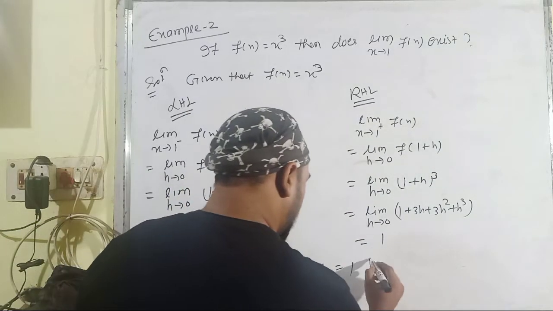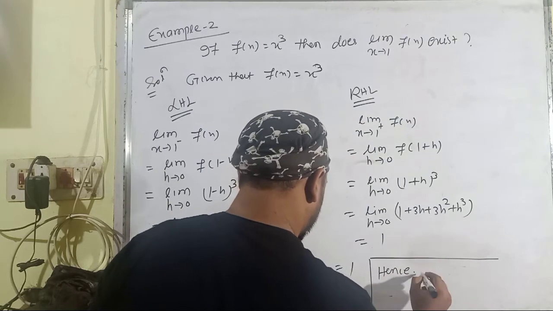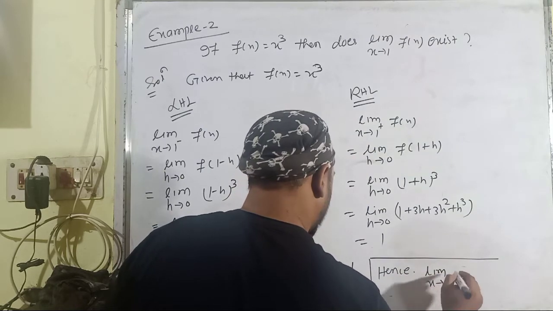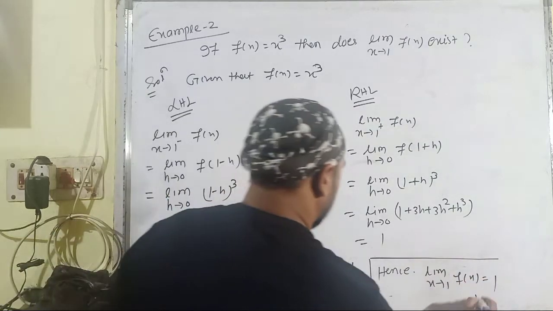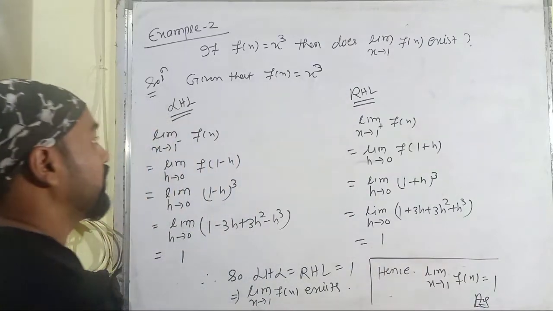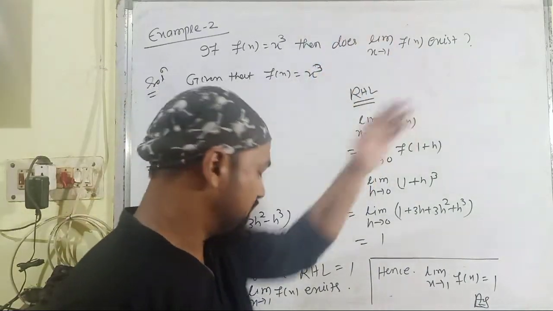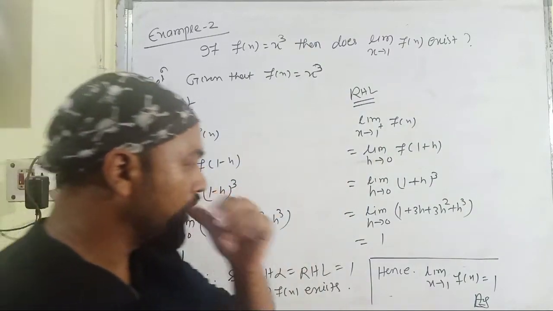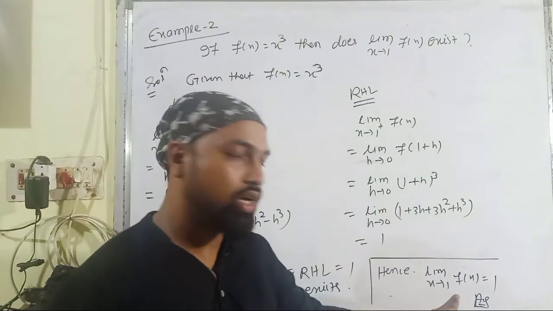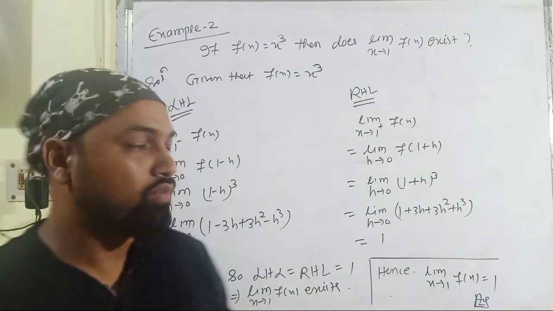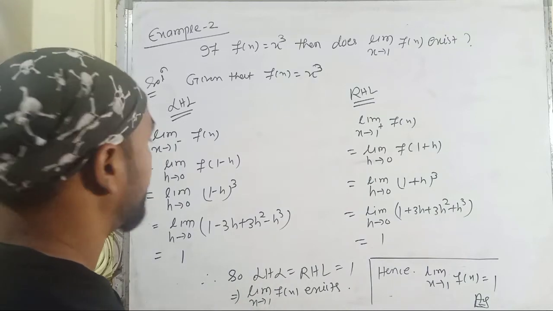You have to write down here. Hence the final solution is, limit x tends to 1 f of x is equal to 1, and this is your answer. The question has been asked to find out, does the limit exist? Yes, the limit exists here, and the limiting value of the given function f of x is equal to x cube at the point x tends to 1 is simply 1. And so here is the completion of the solution of problem number 2.